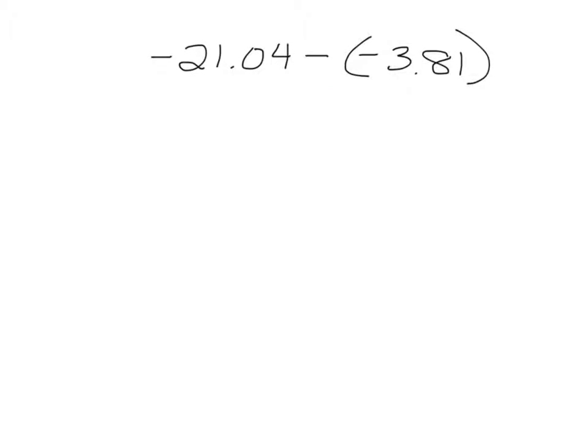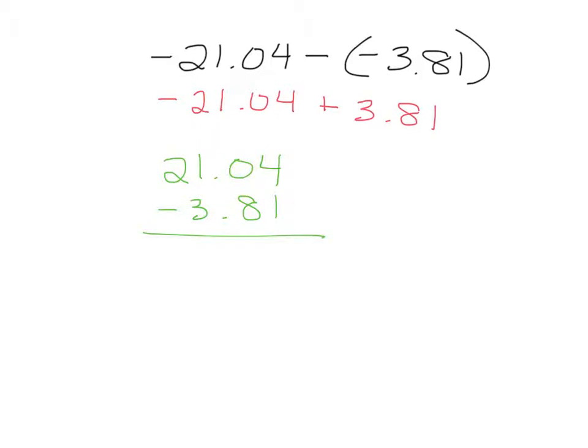Last one. So I'm going to rewrite this: negative 21.04 plus 3.81. The reason why I can change this to addition is when you subtract a negative, it's like adding a positive. The two minus signs, the minus and the negative, turn into a plus. So now we say our signs are different, so we're going to use the absolute values. We're going to say which is the bigger absolute value. Negative 21.04, does that have a bigger absolute value than this? Yes, it does. So we do 21.04 minus 3.81, and that will give us 3.